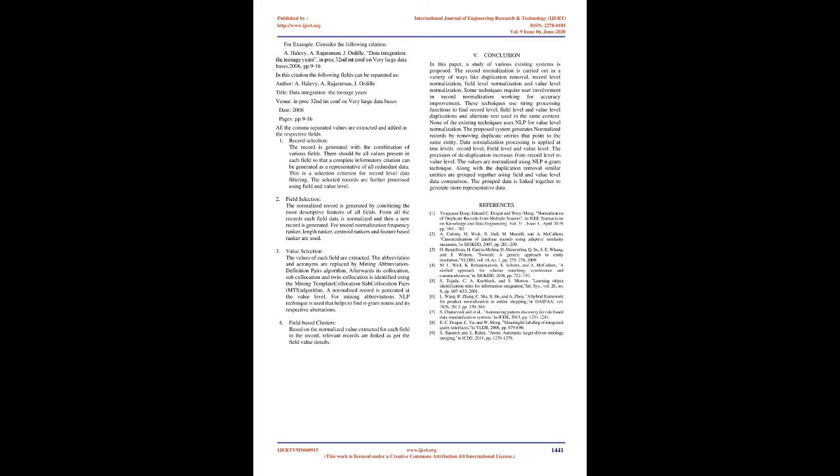C. System description. 1. Pre-processing step. Initially, from the given data each record is separated and from each record various fields are extracted. For example, consider the following citation. A. Halevy, A. Rajaraman, J. Ordille, Data Integration: The Teenage Years, in Proc. 32nd Int. Conf. on Very Large Databases, 2006, pages 9-16.